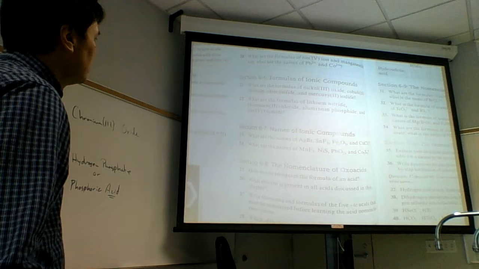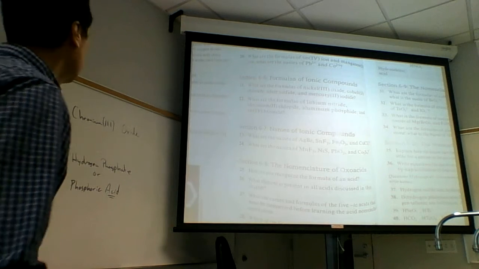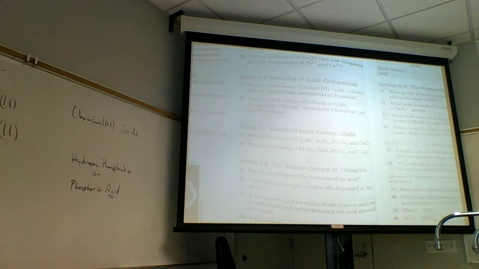Let's see, what's next here? Chromium 2 chloride. So chromium 2, right here, and chloride's fixed charge. So how many chlorides do we need? 2. It's just CrCl2. Another solid, chromium 2 chloride.